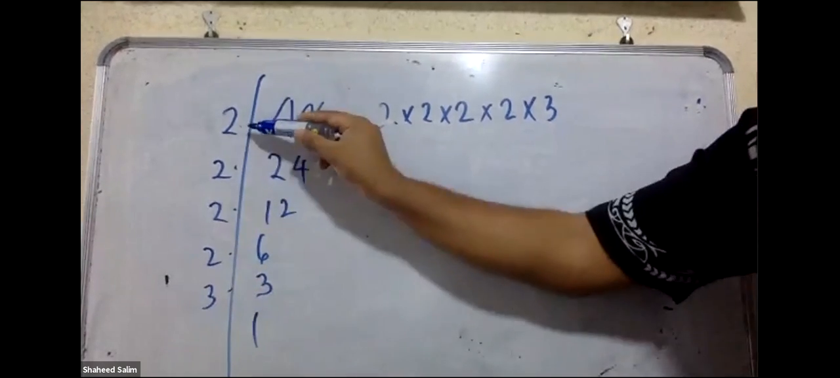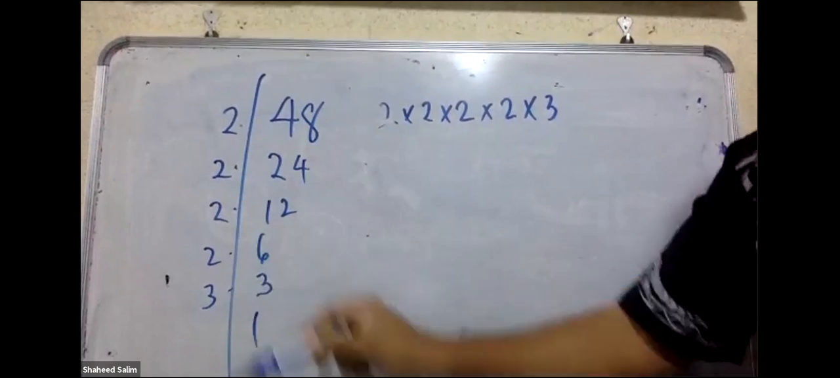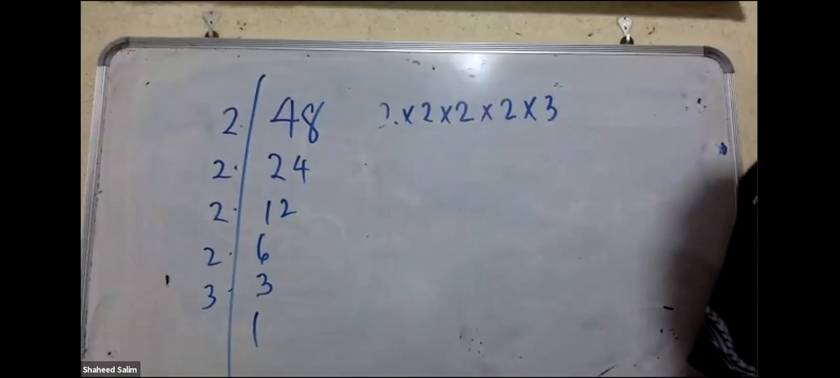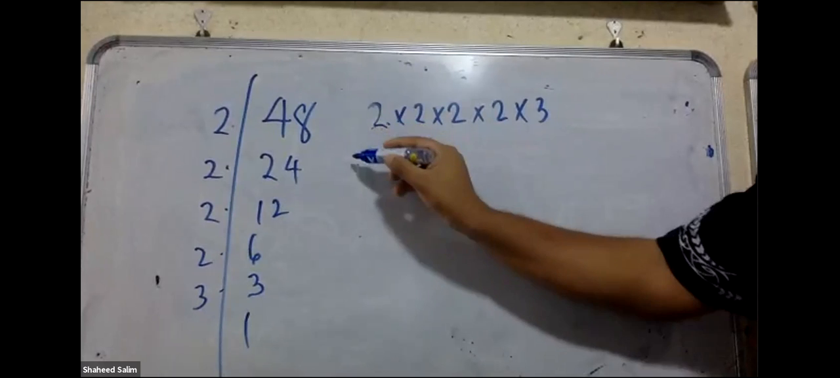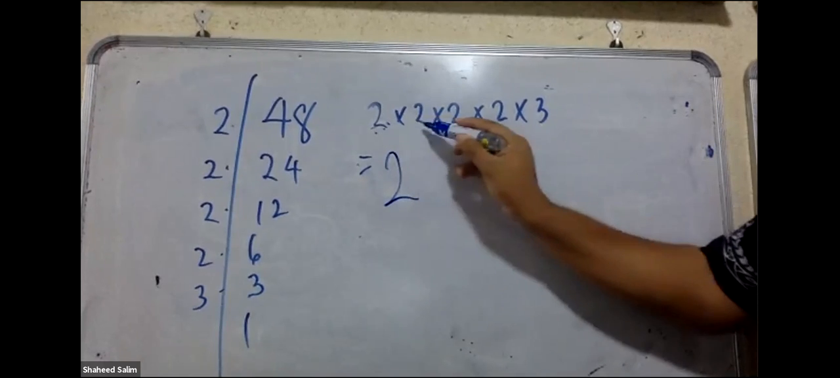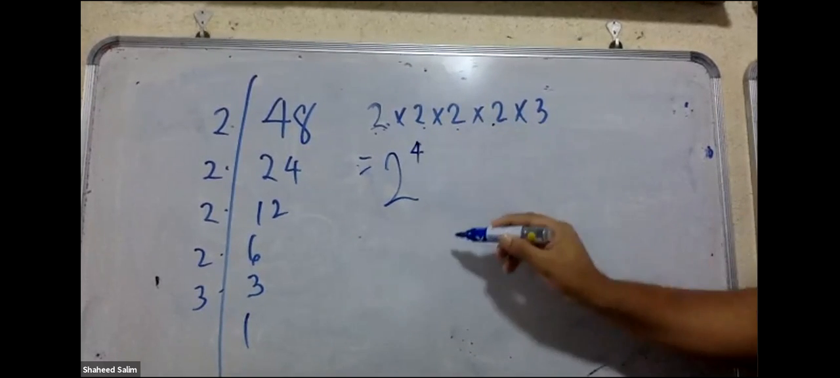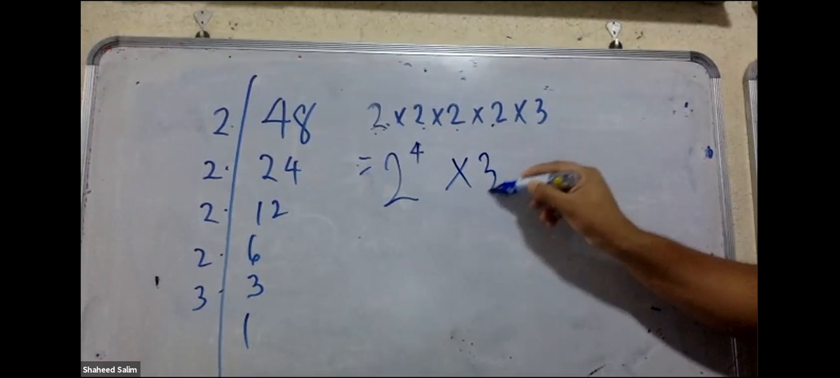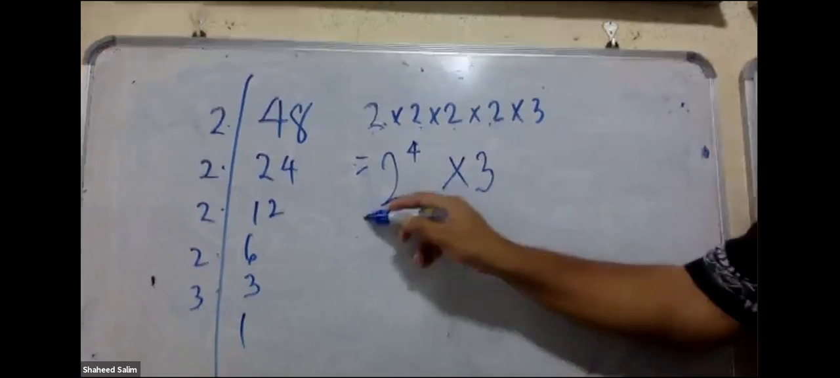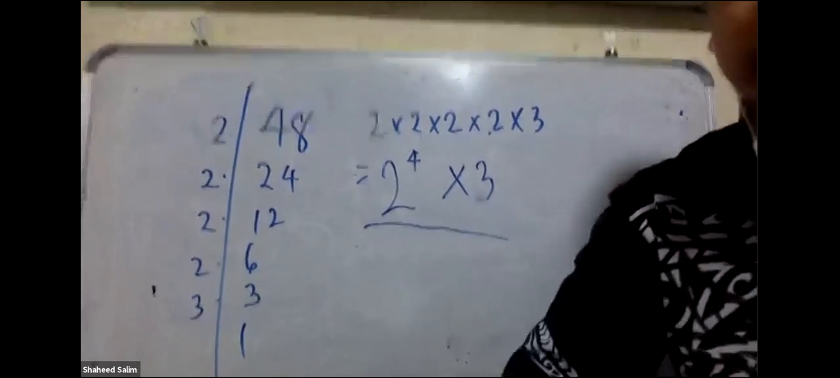Can you use your calculator, please? 2 times 2 times 2 times 2 times 3. How much is it? 48, right? Yeah. So can you see? I'm breaking it down, but I must write it in index notation: 2 to the power of 4 times 3. Actually it's 3 to the power 1, but if it's 1, we don't need to write the 1. So this is prime factorization or index notation.